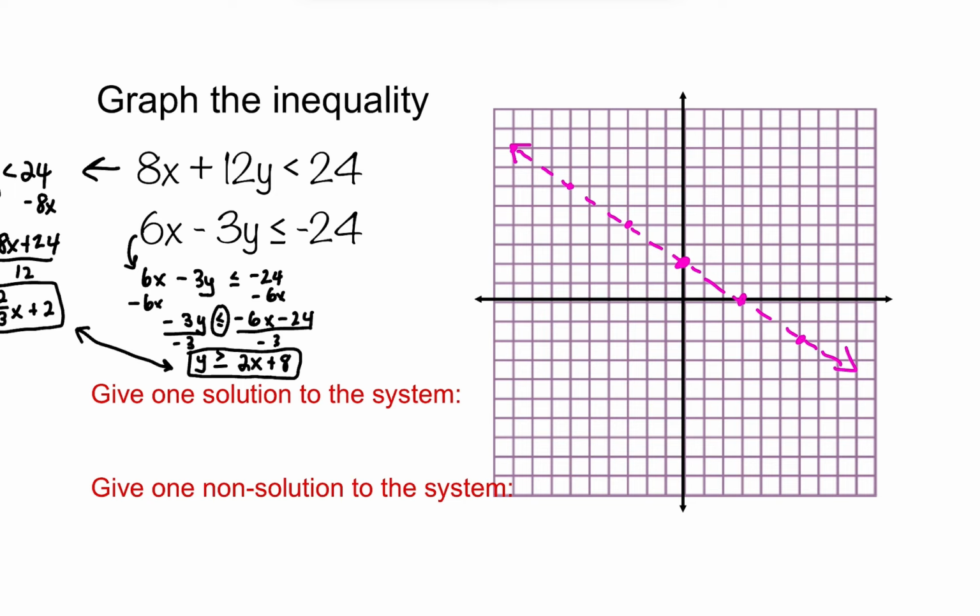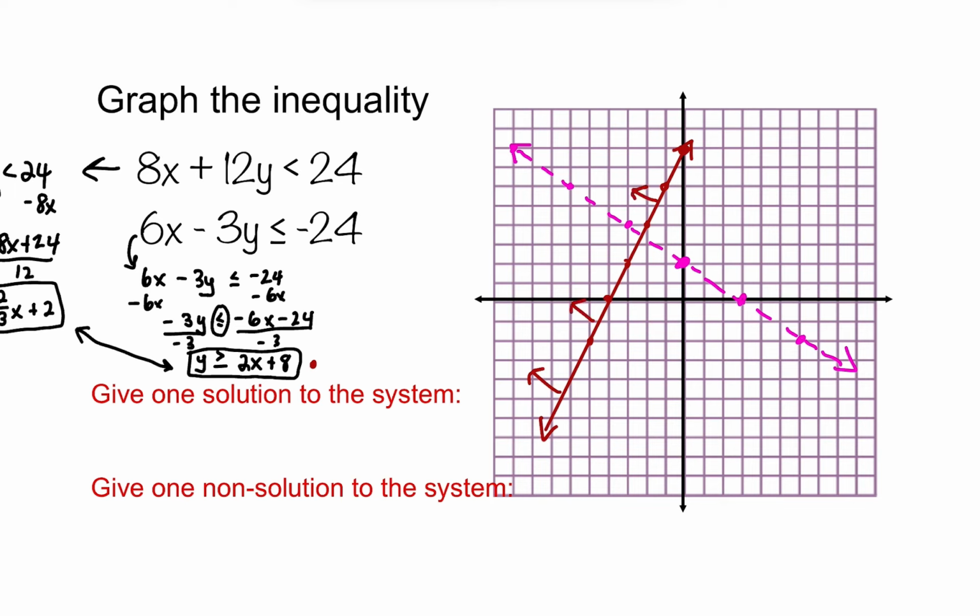And then the other one, we'll do that one in, I don't know, red. That sound good? We'll go up 8. There's up 8. And our slope is 2, so down 2 over 1, down 2 over 1, down 2 over 1. All right, we've got a bunch of points. This is greater than or equal to, so I'm going to do a solid line. There we go.